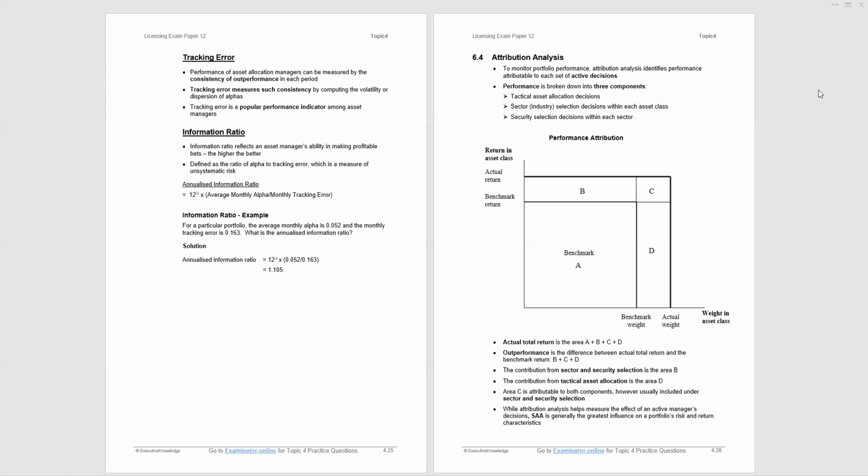Now, the actual total return is the benchmark return A plus B plus C plus D. So the outperformance is represented by B plus C plus D. The contribution from sector and security selection is the area B, and the contribution from tactical asset allocation is D. So those are very distinct. What about area C? It's attributable to both components. However, we usually include it under the sector and security selection. So you look at B plus C compared to D.